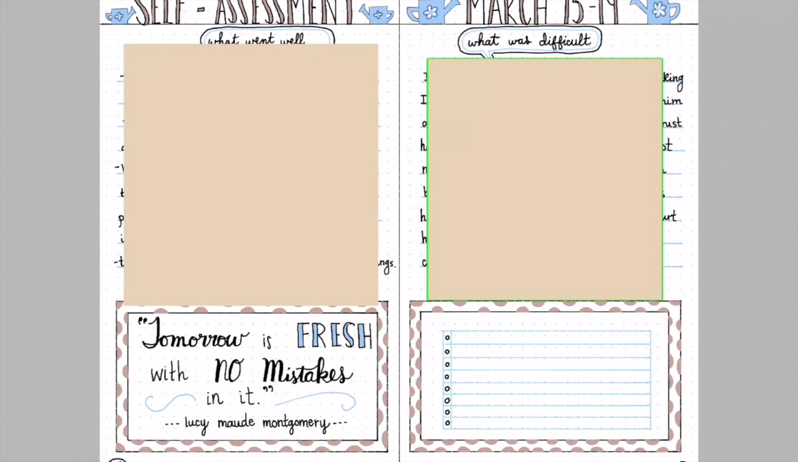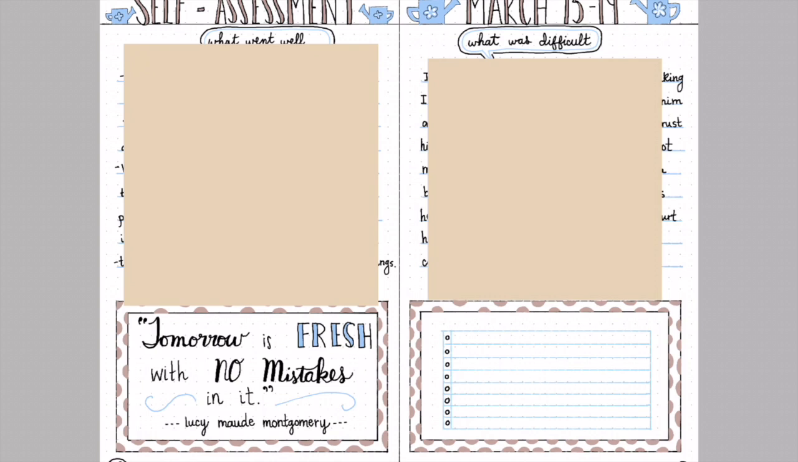And then this is just another self-evaluation log. We haven't gotten to this week yet, but same idea. What went well on the left, what was hard on the right, quote on the bottom left, and then that's my place on the bottom right where I'm going to jot my ideas for things that I want to work on or improve.